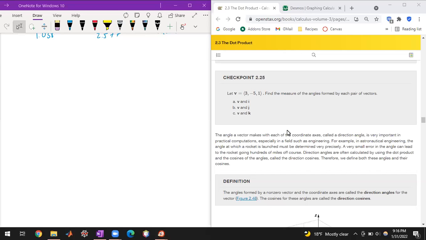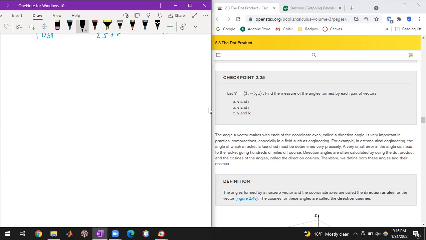All right, so the angle a vector makes with each of the coordinate axes, like we saw in that previous example, are called direction angles. So very important in practical computations, especially in fields such as engineering. So for example, in astronautical engineering, the angle at which a rocket is launched must be determined very precisely. A very small error in the angle can lead to the rocket going hundreds of miles off course.